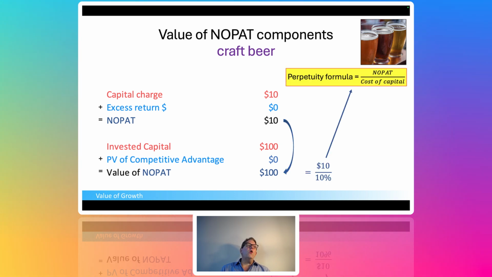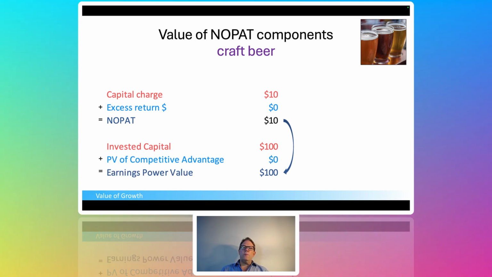Third, let's now check our math. NOPAT in this case was 10 million. The value of that NOPAT would be 100 million, 10 million annually divided by 10%. And so that's your earnings power value. So what you see is that earnings power value is the sum of the invested capital and the present value of competitive advantage, if the company has that present value.